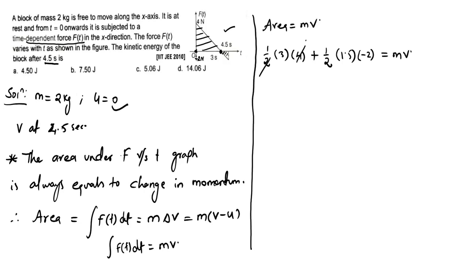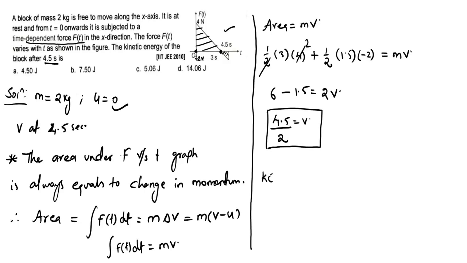So you can calculate this. This is 6 minus 1.5 is equal to mass of the object, 2, into v. So that is 4.5 is equal to 2v, so 4.5 by 2 is equal to velocity. So this is the final velocity.